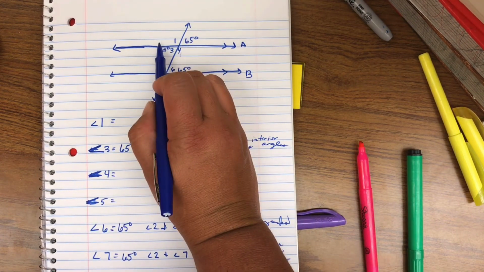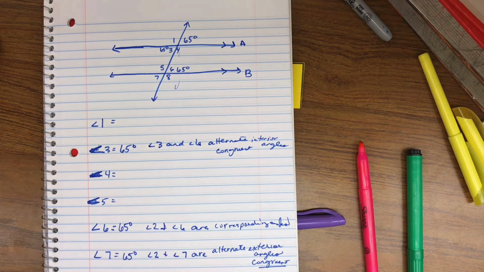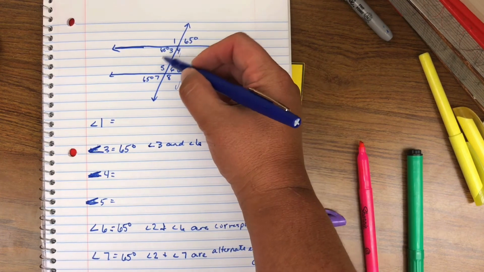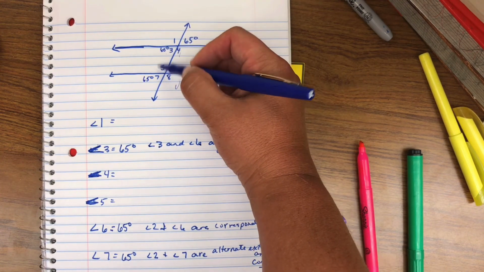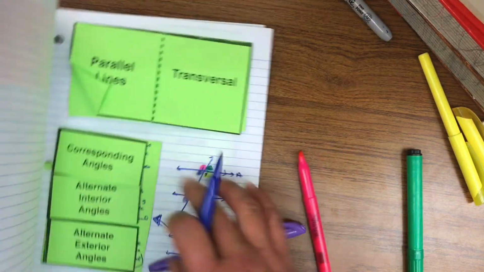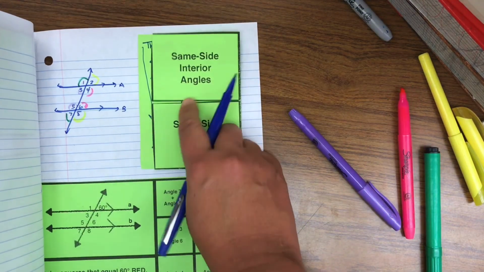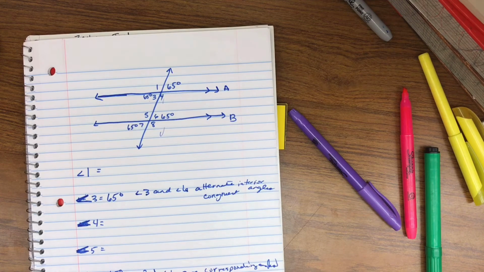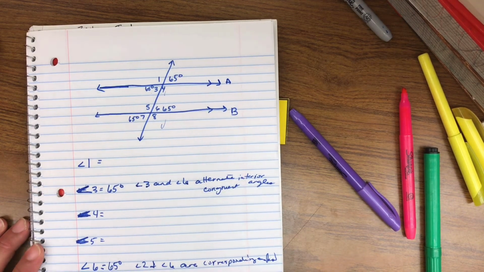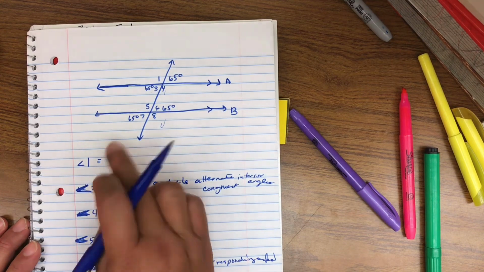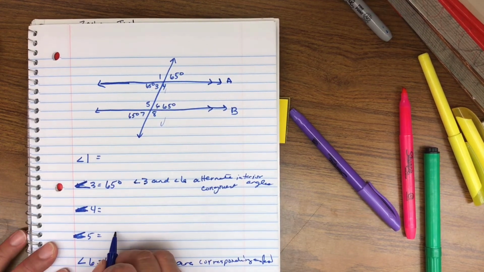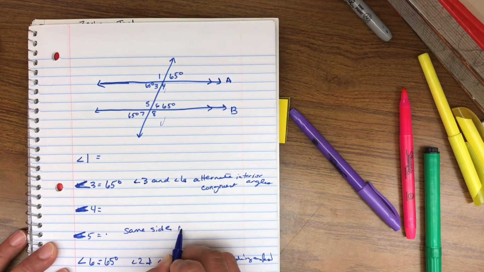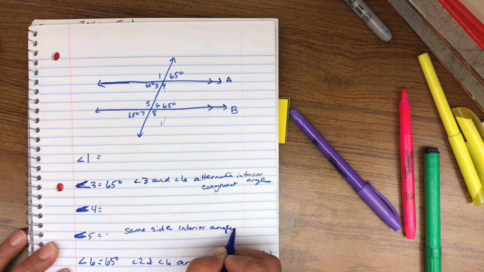We can figure this one out. We're going to kind of talk about, oh, and I put this one here too. We know that from here to here, we talked about something. Those interior, I think it was on the same side interior angles. What did I tell you about these? They have to equal what? Yeah, 180. So for number 5, because they are same side interior angles, they are supplementary.